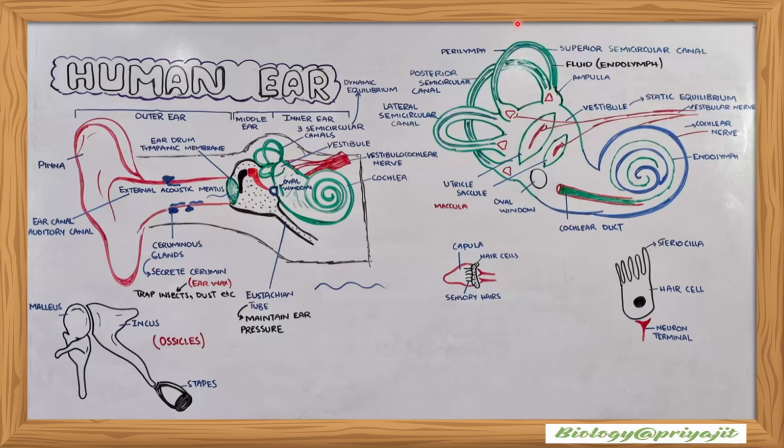The macula is the sensory region for static equilibrium. The cupula, in the canal, contains hair cells for detecting movement. In the hair cell diagram at the bottom here, a zoomed sketch shows a hair cell with stereocilia, tiny hair-like projections at the top, the hair cell in the middle, and the neuron terminal at the bottom. It is colored red, connecting to the nerves. These cells are the sensory receptors for sound and balance.